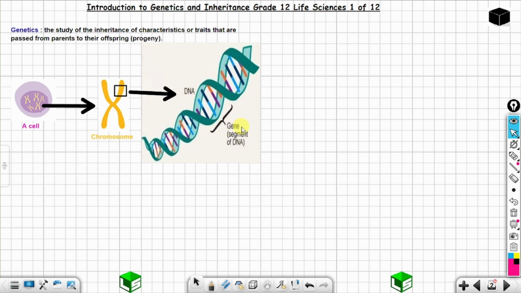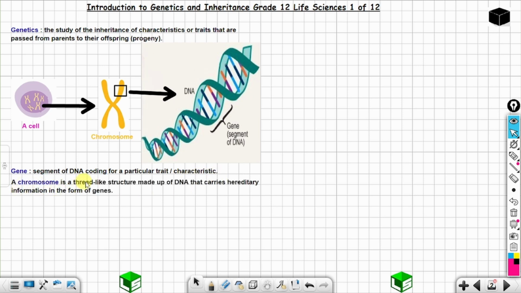And a gene is a segment of a DNA. So a DNA is made up of many genes. A gene is a segment of a DNA coding for a particular trait or for a particular characteristic. And a chromosome is a thread-like structure made up of DNA that carries hereditary information in the form of genes.